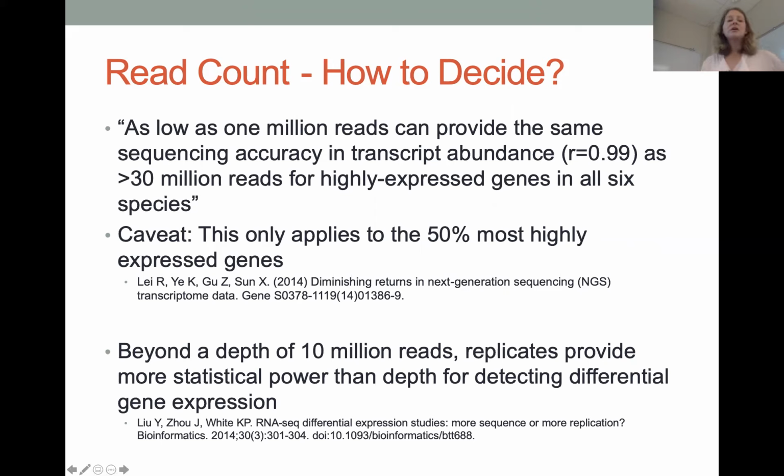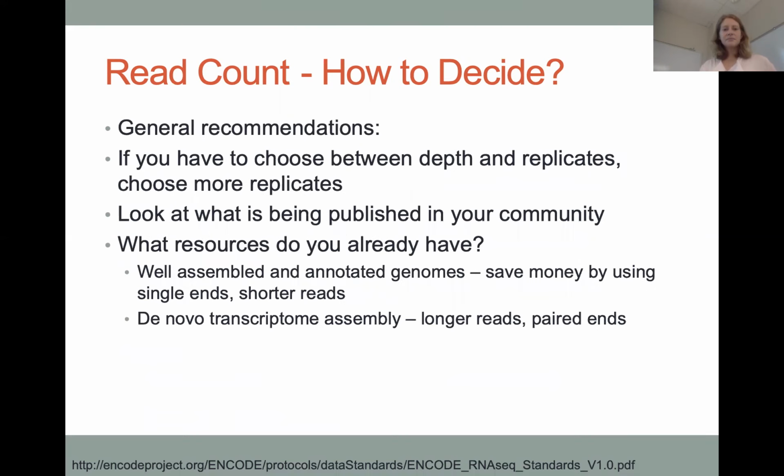Here's another paper. Beyond a depth of 10 million reads, replicates provide more statistical power than depth for detecting differential gene expression. So if you're trying to debate between buying another lane that's going to give you more depth versus buying a few more biological replicates, this is the cutoff point where, with diminishing returns, you might want to go with more biological replicates.